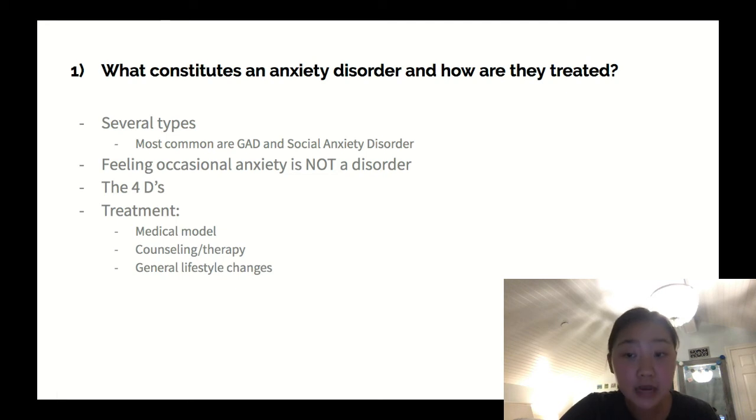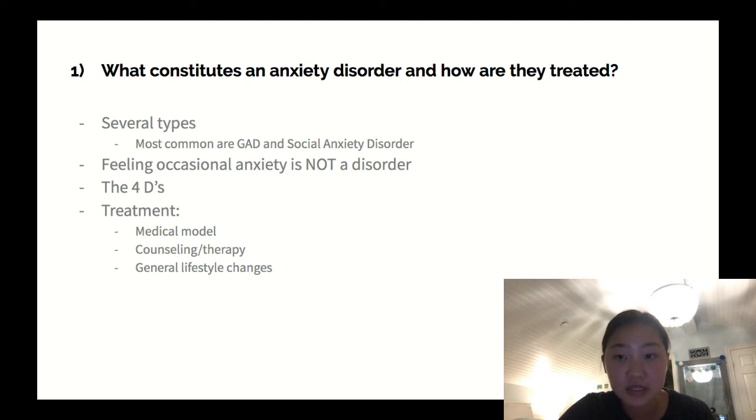So, the next thing I wanted to clarify is exactly what it is to have an anxiety disorder. I wanted to stress that having occasional anxiety is not having an anxiety disorder. An anxiety disorder is characterized by four Ds: deviance, distress, dysfunction, and danger. Deviance is the idea that your emotions and behavior deviates from the norm accepted in society.